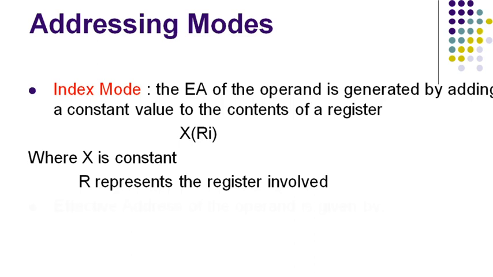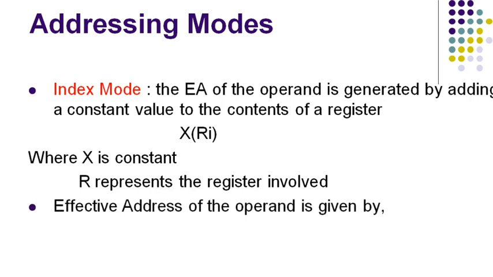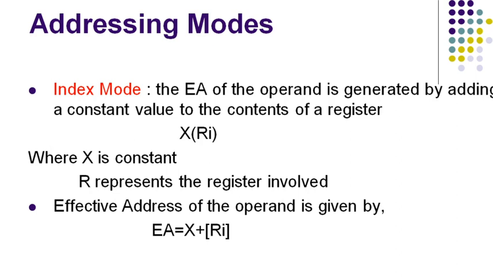Now how do we calculate the effective address? Effective address is equal to X plus [Ri], so X plus the contents of Ri. The contents of the index register are not changed in the process of generating the effective address. The contents that are present in Ri, or the contents of the register, will not be changed in generating the effective address.